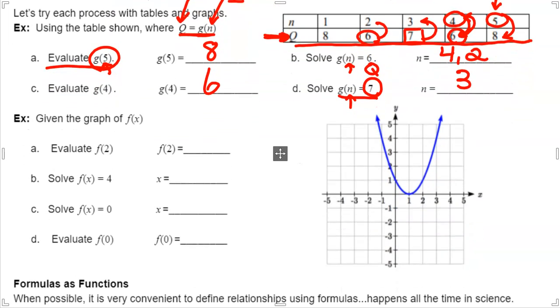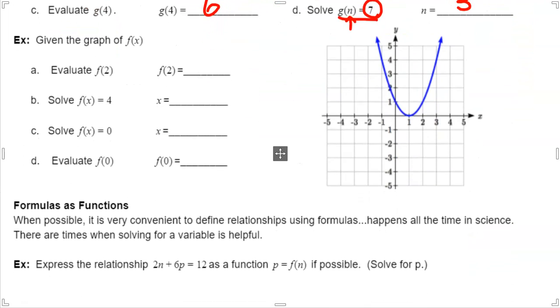All right, next, let's look at a graph. In a graph situation, we want to make sure that we can identify what is our input and what is our output. So for the graph of f of x, and I'm going to say equals y, remember, that is the output value for f of x, that whole thing collectively. Part A is asking us for f of 2. f of 2 means I want the y value when x equals 2.